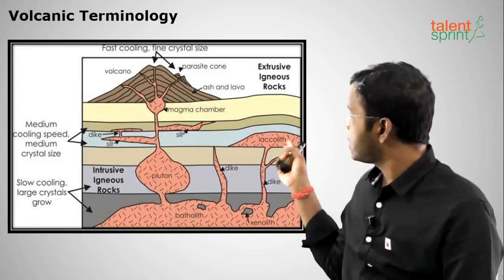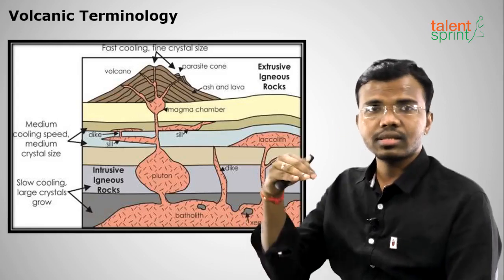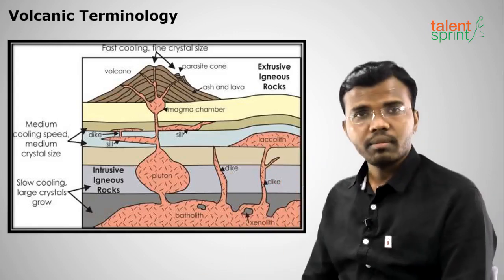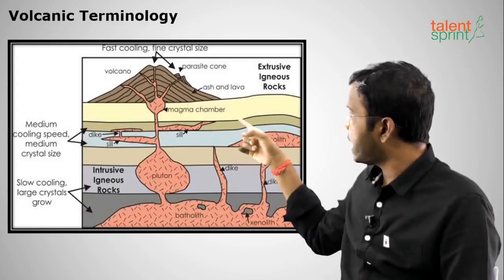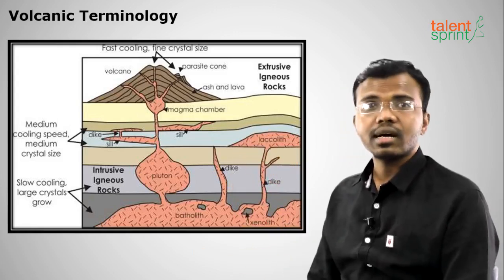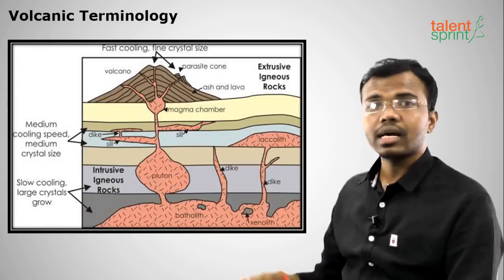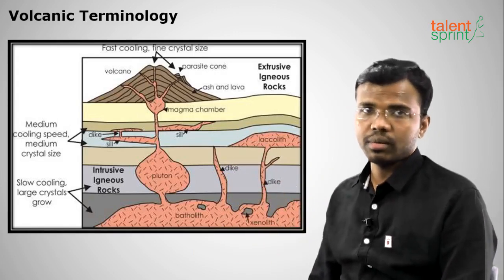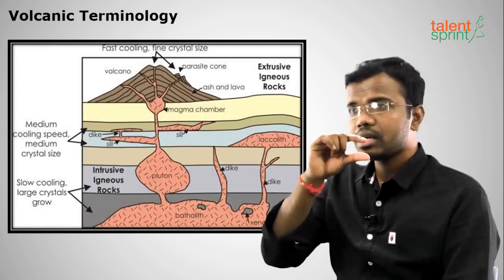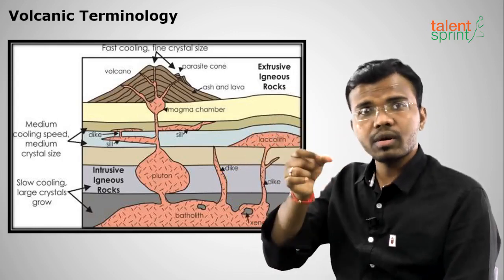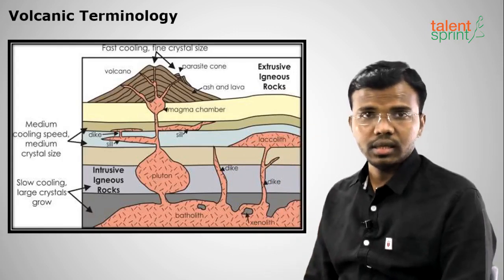Okay, so you can see the laccolith. Laccolith is a saucer-type magma body, right? Hope you can see dikes and sills. Dikes are vertical cooling magmas and sills are horizontal cooling magma types. Okay, sills are horizontally cooled and dikes are the magma which are cooled vertically.